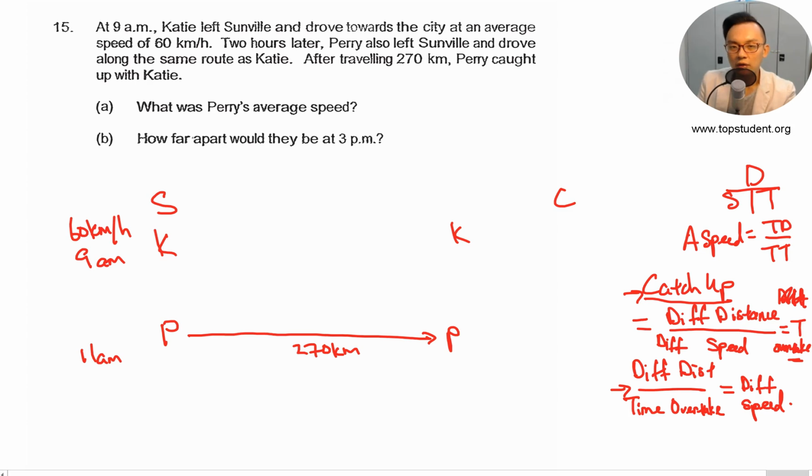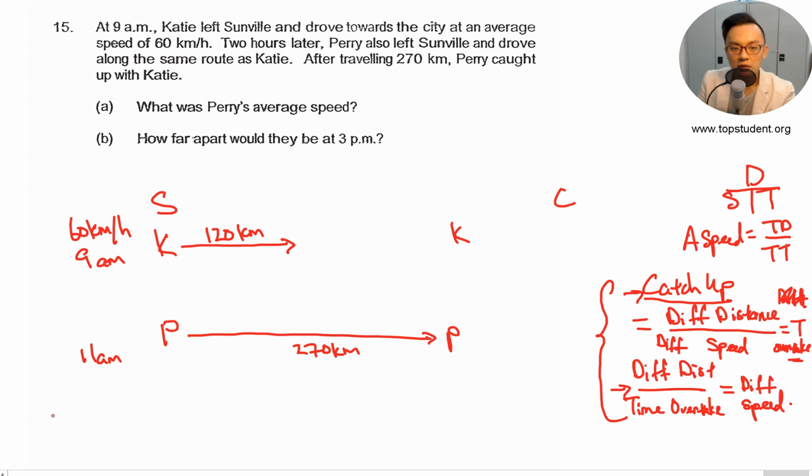Alright, I know it can be a bit confusing right now, but it's okay. Let's look at this question. But this formula is something that you will have to remember when you're doing catch-up questions. So Katie over here. First of all, let's find the difference in distance. Katie had a head start of 2 hours at 60 kilometers per hour. So that is 60 times 2 hours, which is 120 kilometers.